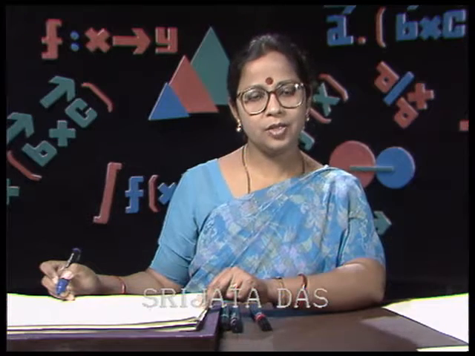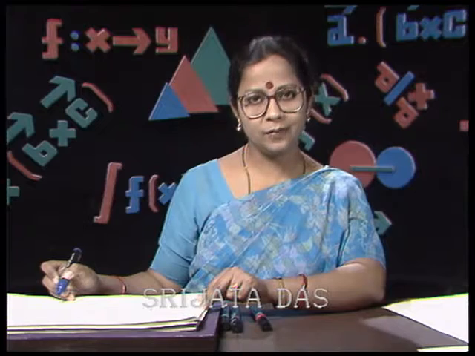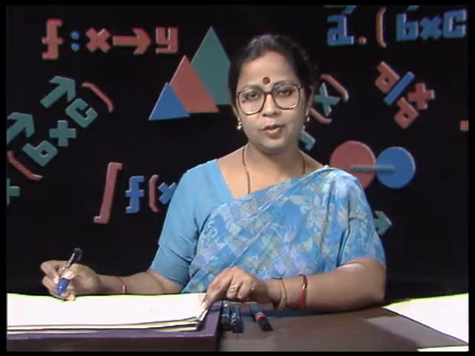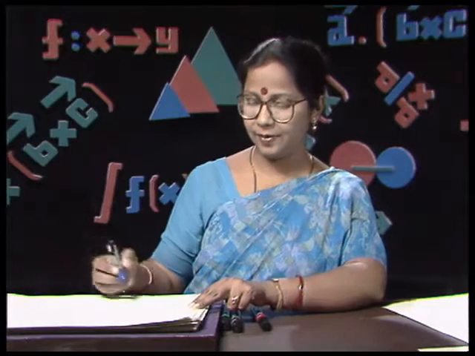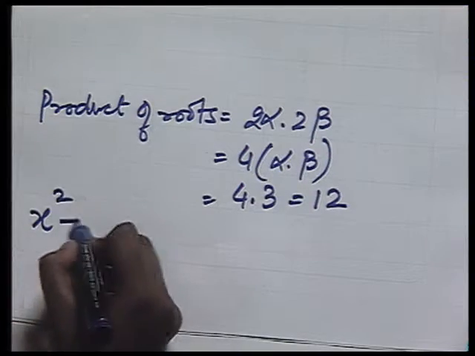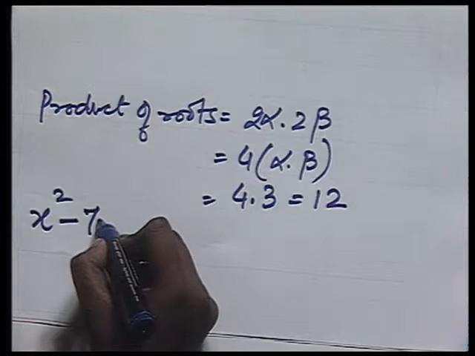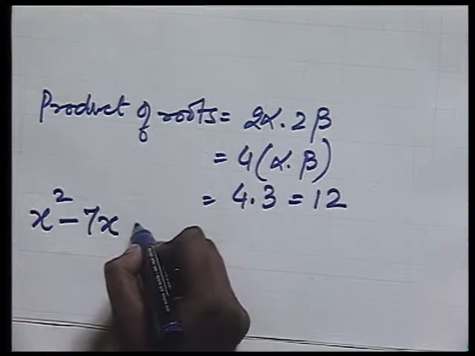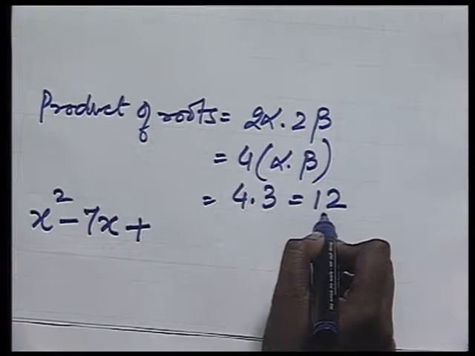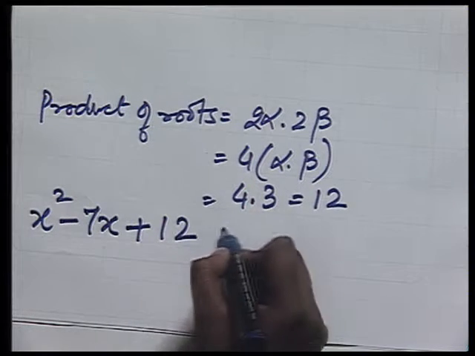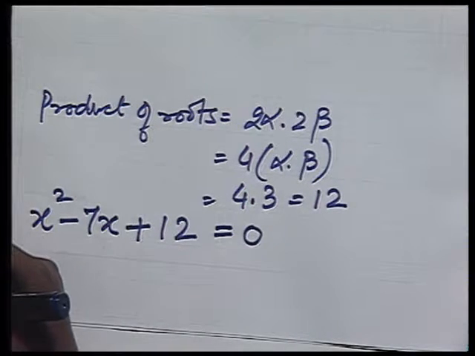So, now we have the sum of the roots of the required equation as 7 and the product of the roots of the required equation as 12. So, can we construct this equation now? Yes, the equation in this case will be x square minus the sum of the roots of the new equation, which is 7, so 7x, plus the product of the roots of the new equation, which is 12, equal to 0. So, this is our required equation.